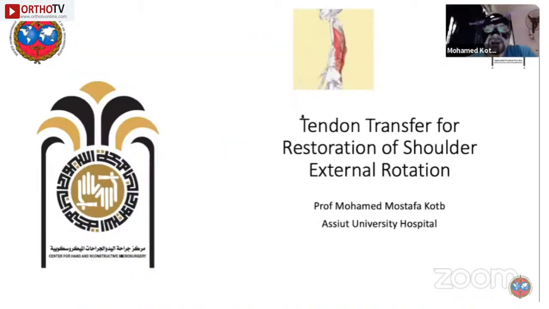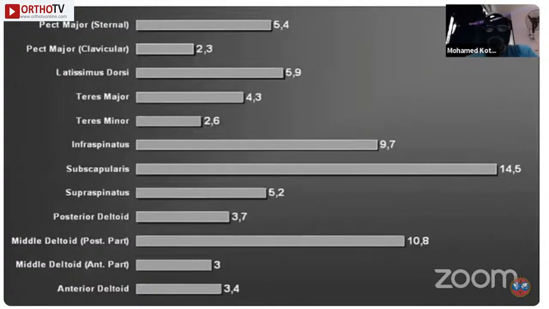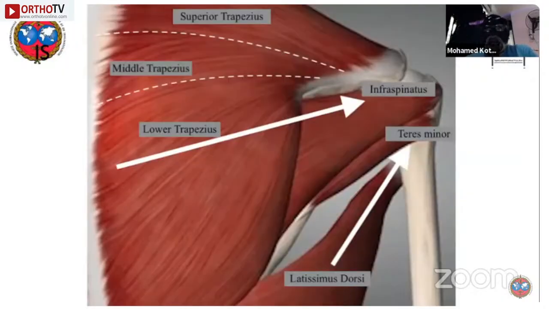Another example is to use it as a pedicle, and this is a scheme to show you the excursion of different muscles around the shoulder. And you can see latissimus is taking 5.9 degrees for the excursion. So we can use it as a transfer for reconstruction of shoulder external rotation, to use it as an external rotator for obstetric brachial plexus cases.